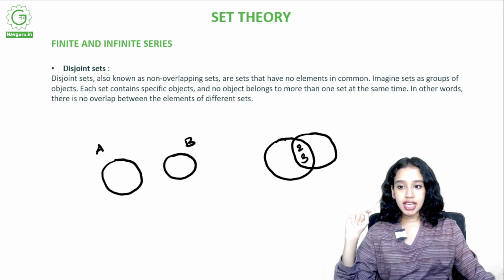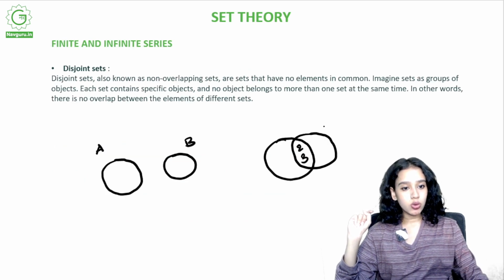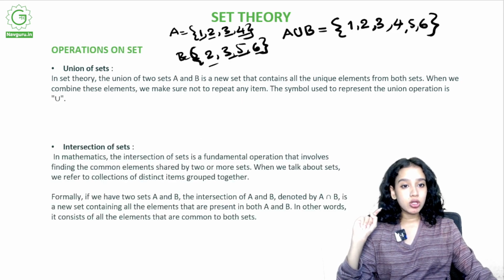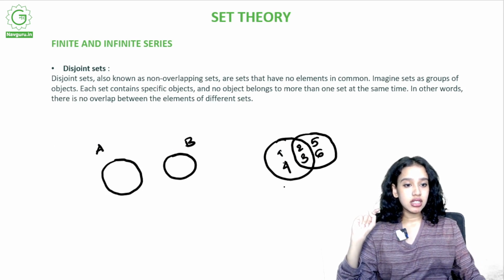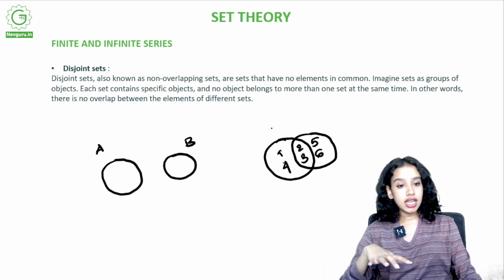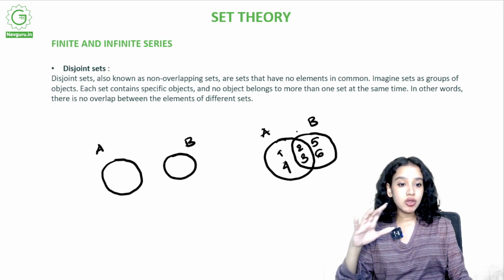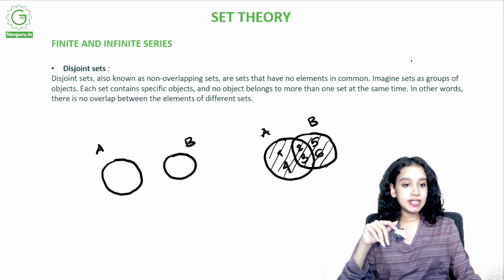In set A we have 1, 2, 3, 4. So 1, 2, 3 and 4, right? Now in set B we have 2, 3, 5, 6. 2, 3 is here and 5, 6 is here. So this is A and this is B, right? A union B means this whole thing is A union B. That is 1, 2, 3, 4, 5, 6.